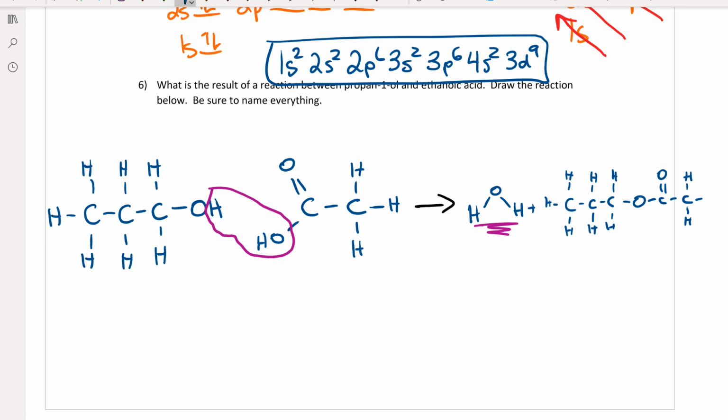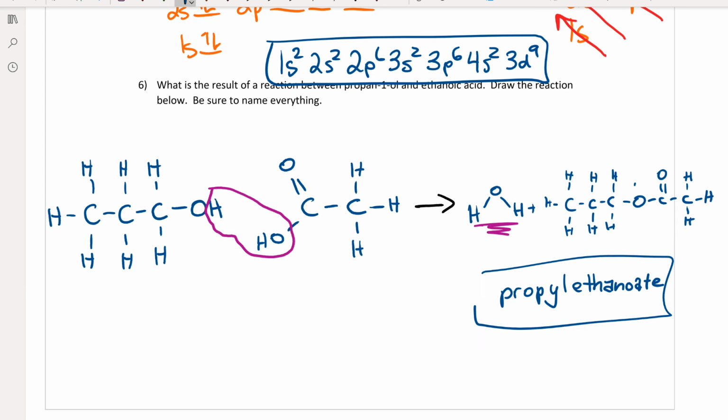And this would be considered an ester, right? Because it's got the O double bond to O on that carbon. So an ester means that this is the main group. It's an ethanoate. And this side is 3. So this is propyl ethanoate. There we go.